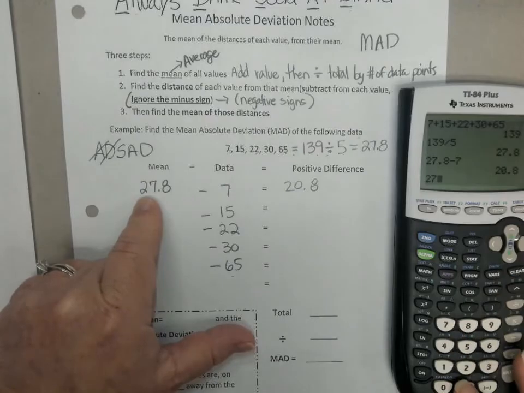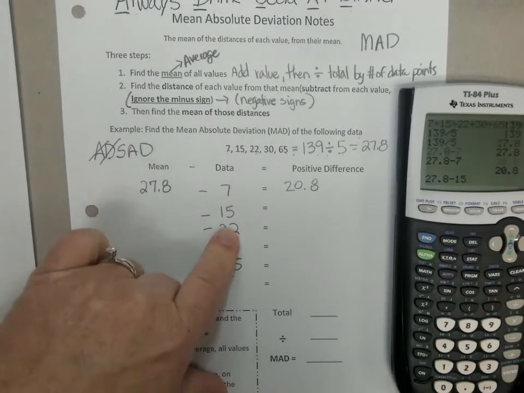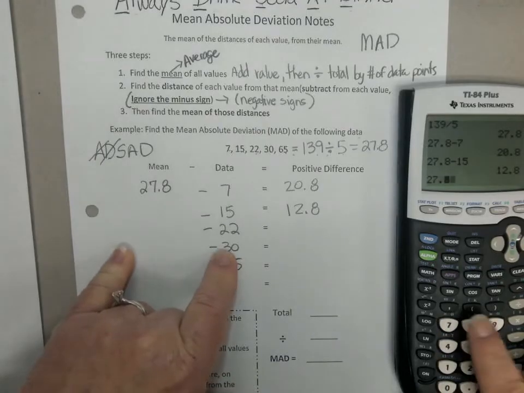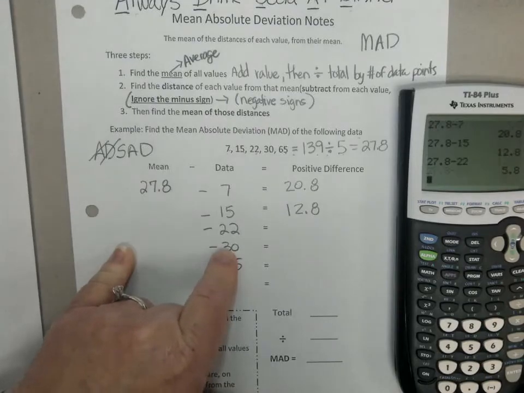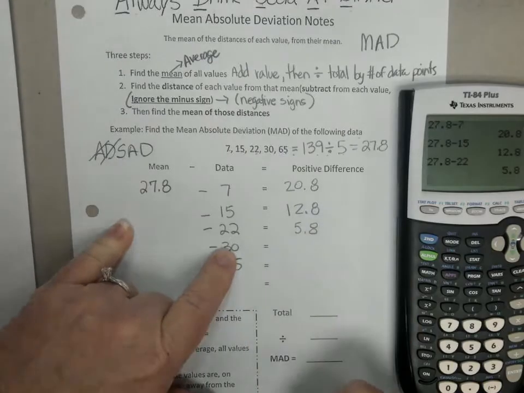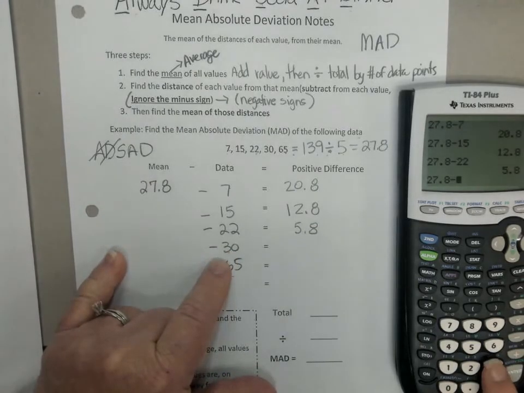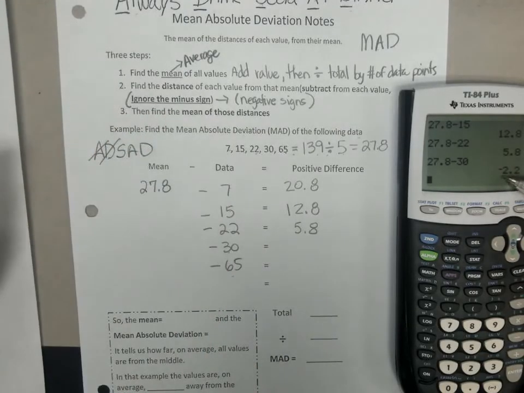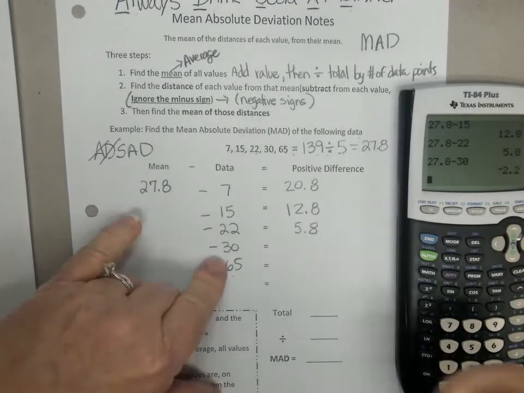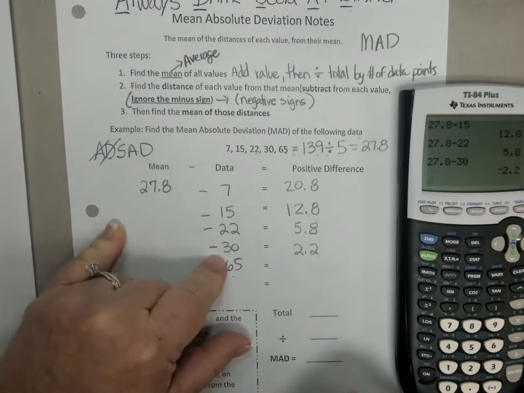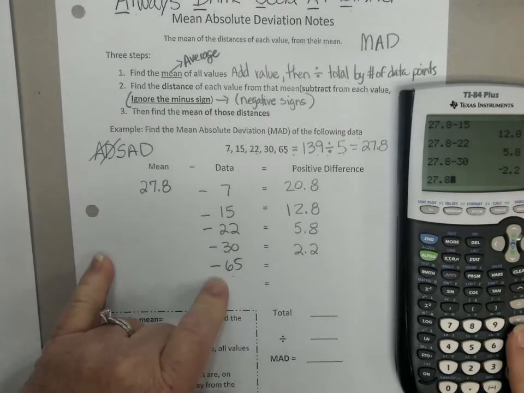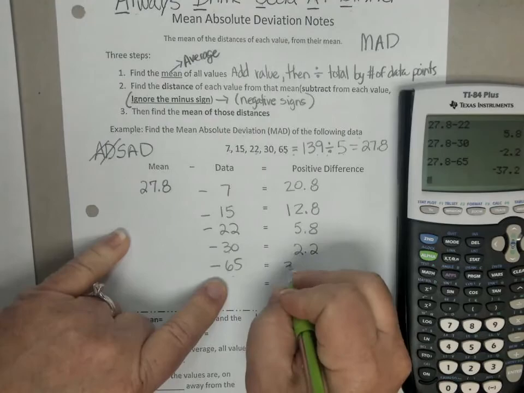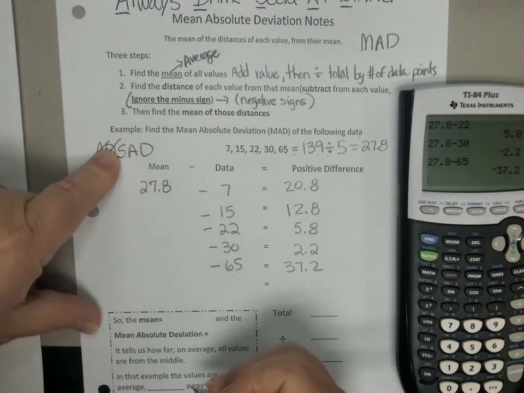Next, 27.8 subtract 15, and I get 12.8. 27.8 subtract 22, and I get 5.8. 27.8 subtract 30. Now, you notice I have a negative sign, but I said you have to ignore those negative signs and just concentrate on the number. So I'm going to write 2.2. 27.8 subtract 65. There again, ignore the negative sign and just write your 37.2. Okay, so now I've done my S, which is subtract.